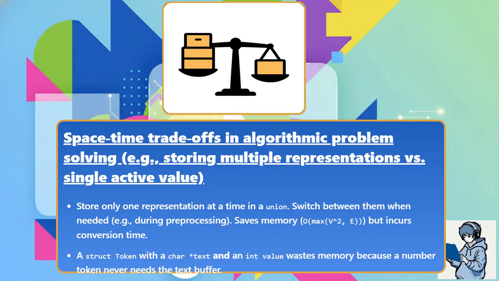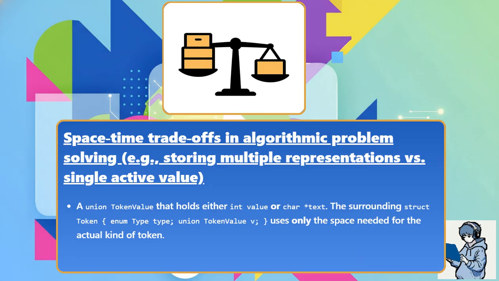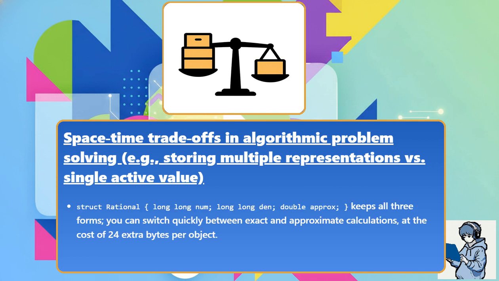A struct token with a char pointer text and an int value wastes memory because a number token never needs the text buffer. A union token value that holds either int value or char pointer text. The surrounding struct token, with an enum type and union token value v, uses only the space needed for the actual kind of token. Struct rational with long numerator, long denominator, and double approximation keeps all 3 forms. You can switch quickly between exact and approximate calculations at the cost of 24 extra bytes per object.